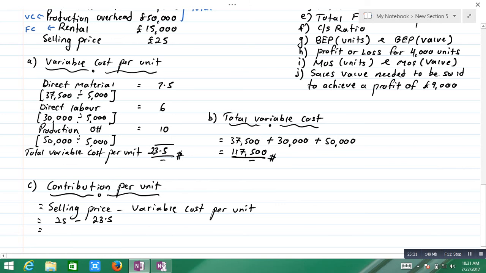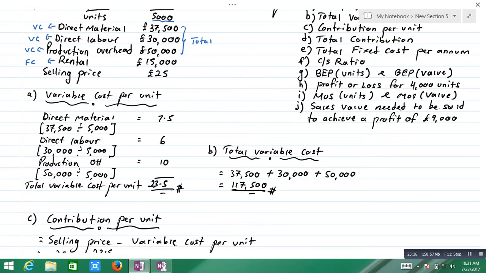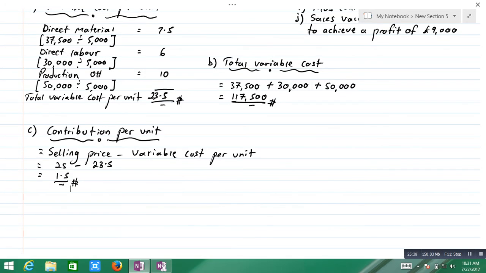Okay, now the total contribution. Total contribution is basically you take your contribution per unit times the units. So you take 1.5 times 5,000. That will give you the total, which is 7,500.